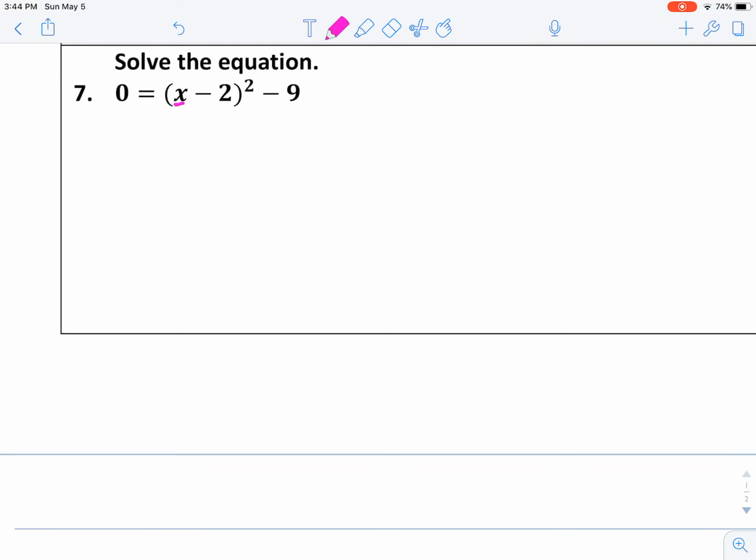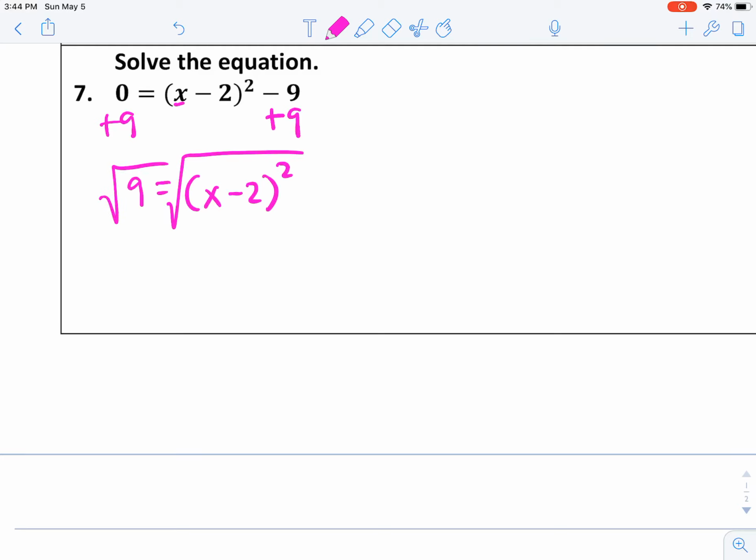Since I want to try to get my x by itself, I'm going to start the furthest away from it, and I'm going to add 9 to both sides. So 9 is going to equal x minus 2 squared. To undo a square, I'm going to take a square root.